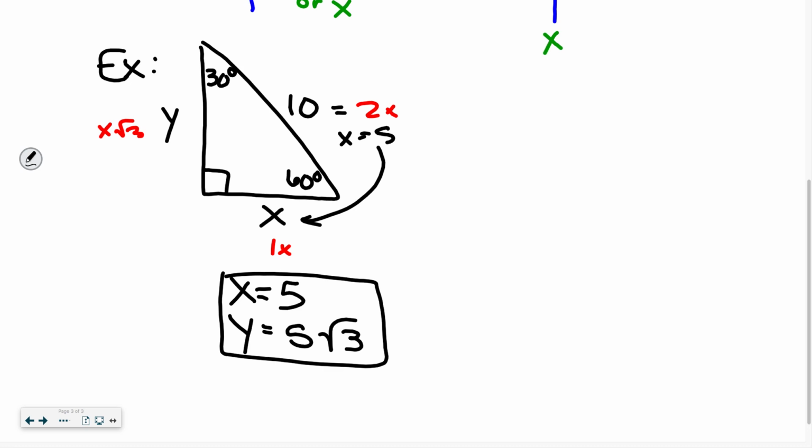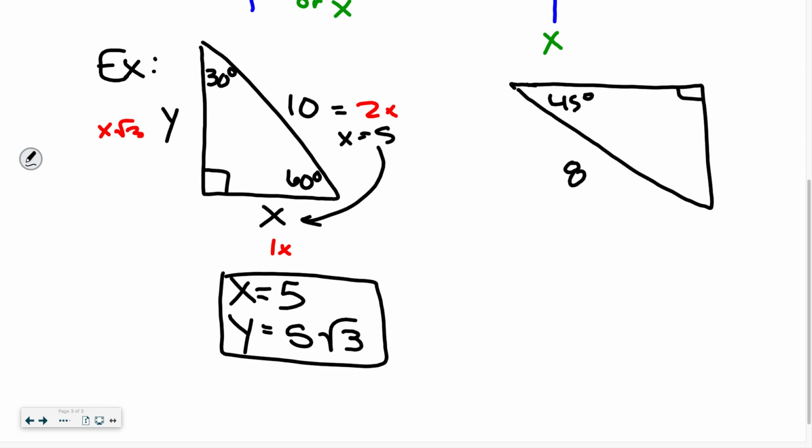Okay. Let me see if I can get one more in. Yeah, I can get one more in. Another example, a harder one. What if I draw you a 45, 45, 90 and the hypotenuse is 8? Okay, and then we want to find the legs. Well, what do we know to be true about the legs of a 45, 45, 90? They're congruent, so it really doesn't matter which one you find. Find one of them and then you know the other one, right?